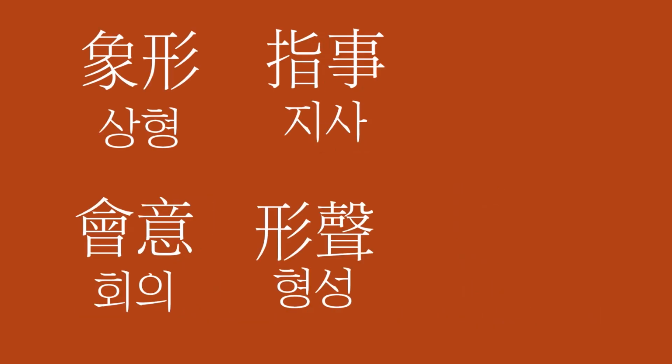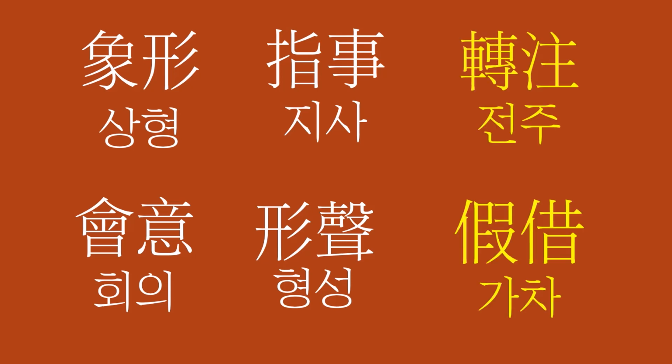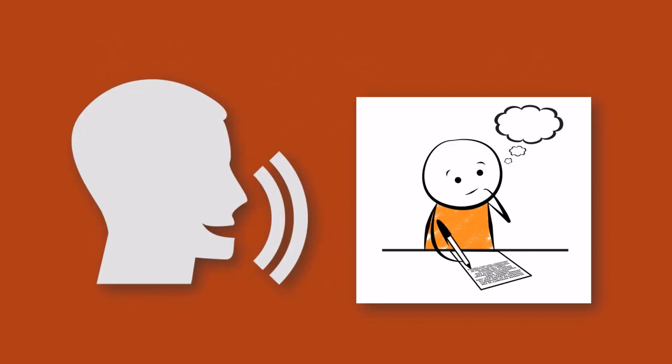The first 4 classifications are based on how characters were made. The remaining 2 classifications are about how characters were used. These are chonju and gacha. I will first talk about gacha since it is simpler than chonju. There are cases that the concept or word might be difficult to be represented very vividly. For example, how can you represent the concept of pronouns in an image, right?